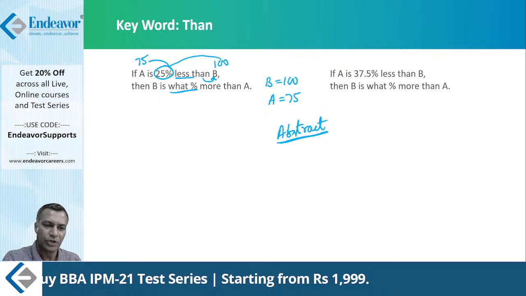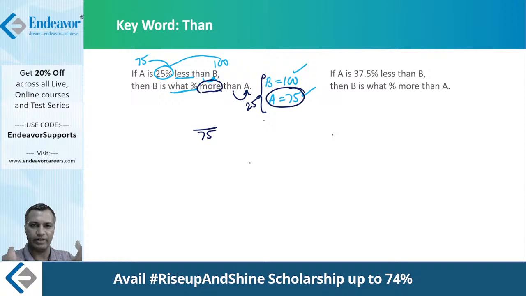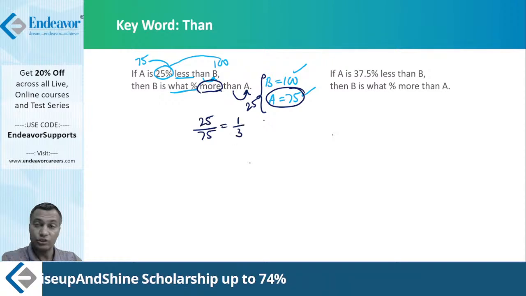So B is 100, A is 75. Great. So now come back to the question stem. In the question stem, more than A. What is coming after than A? What is the value of A? 75. Put that. More than, which means the difference. How much more? B is how much more? 25 more, because 100 minus 75, the difference is 25. 25 by 75, which is nothing but 1 by 3. So 1 by 3 in fraction form. What is the percentage form? 33.33% to 2 decimal place accuracy. This is what you could have written there.